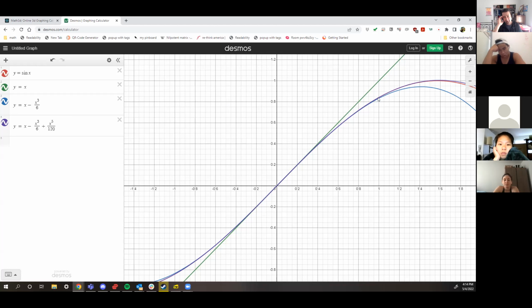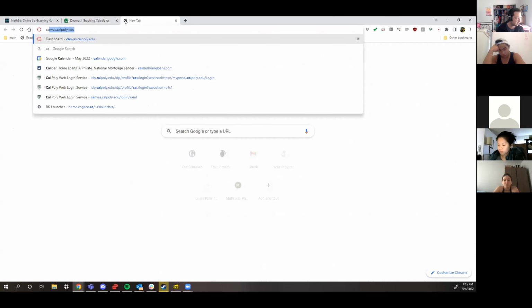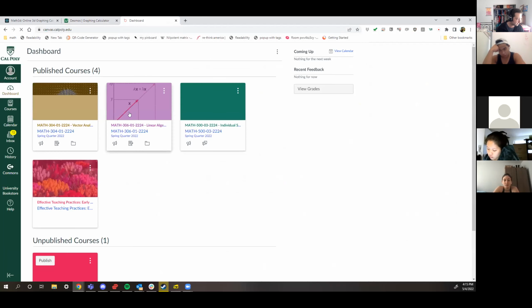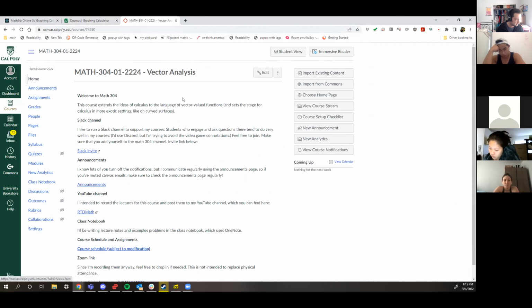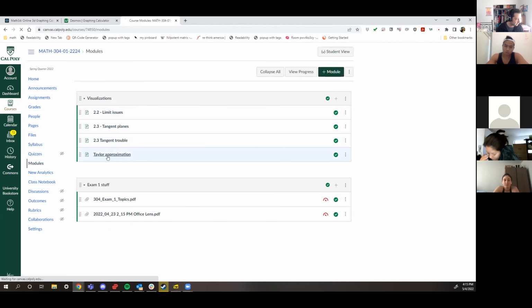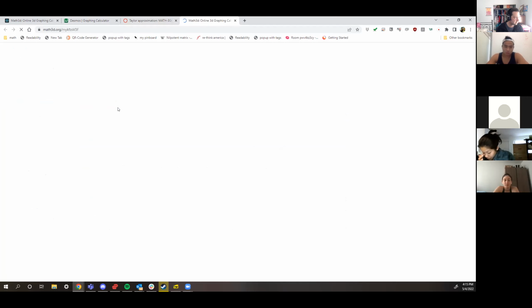Now, in 2 dimensions, this is weirder. So I'm going to show you an example of what a 2-dimensional approximation looks like first, and then we'll talk about how we get it. I'm going to come over here. I guess I have to go to the Canvas page because I don't have the thing set up, and go to the class and go to modules and go to Taylor approximation. Go to this. Okay.